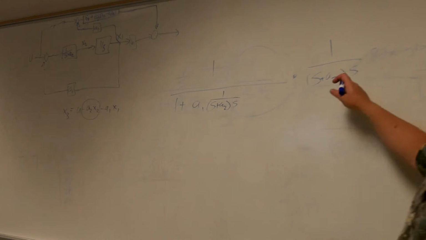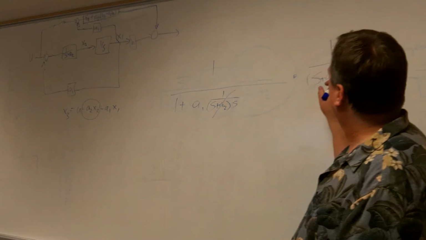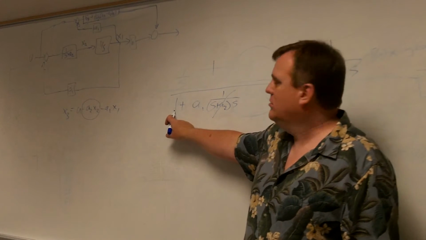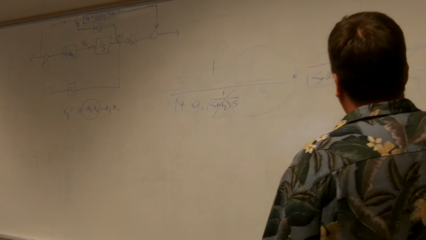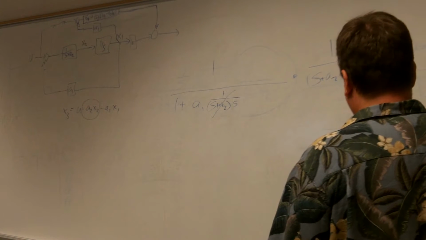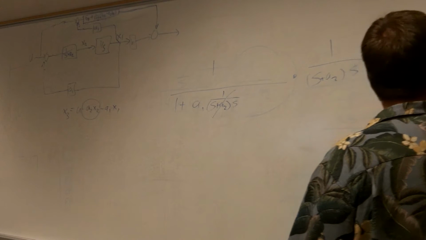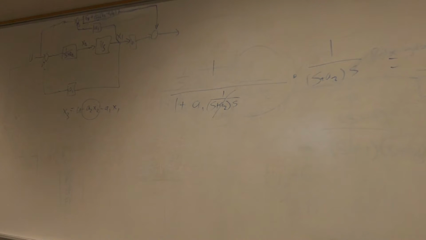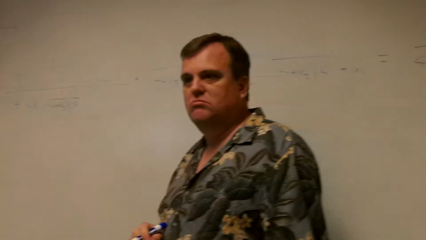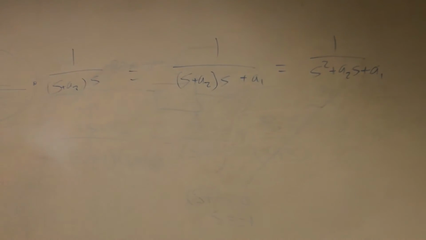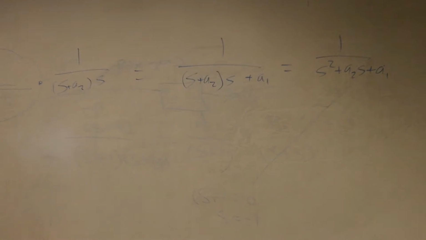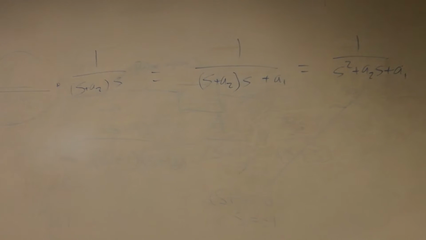All right? So this clears this term out, but then I get this over here in place of the 1. So that means this has to equal 1 over s plus a2 times s plus a1. Still not the prettiest. We could write that as s squared plus a2 s plus a1. Cool. Fair? That, I think, is a fairly nice little expression. Certainly a heck of a lot nicer than what we have right here.